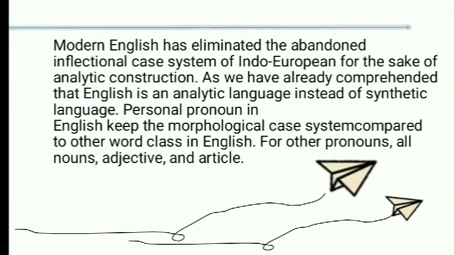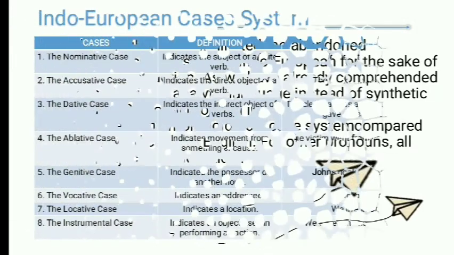Modern English has eliminated the abundant inflectional case system of Indo-European for the sake of analytic construction, as we have already comprehended that English is an analytic language instead of a synthetic language. Personal pronouns in English keep the morphological case system compared to other word classes in English, for other pronouns, all nouns, adjectives, and articles.